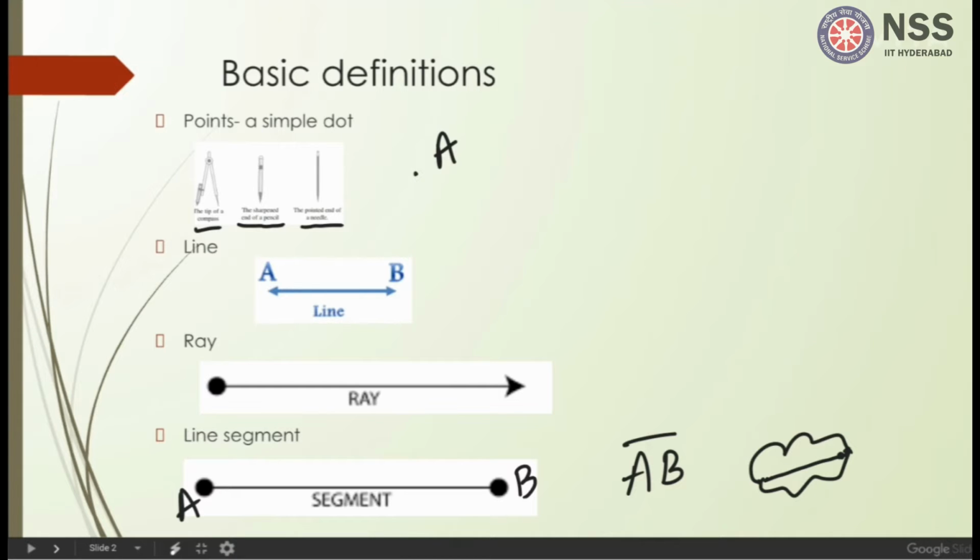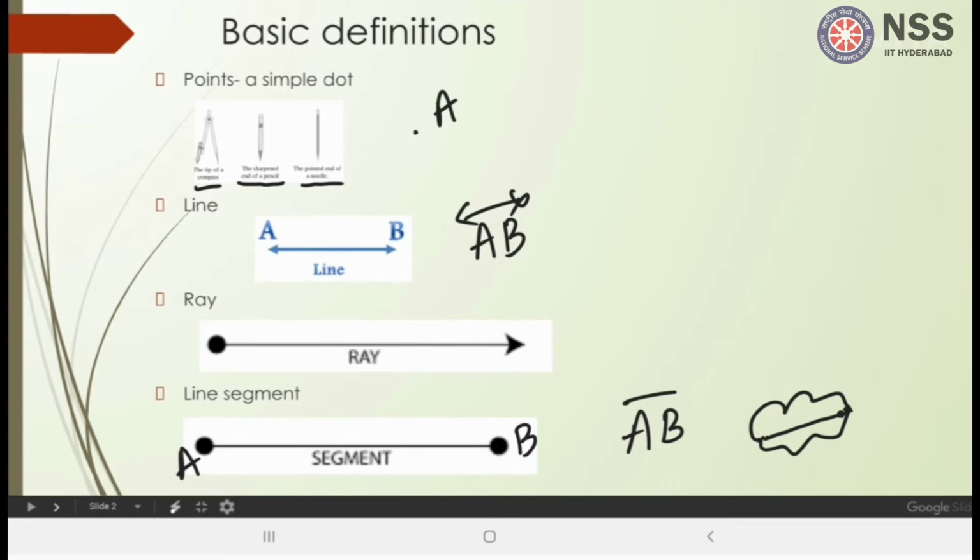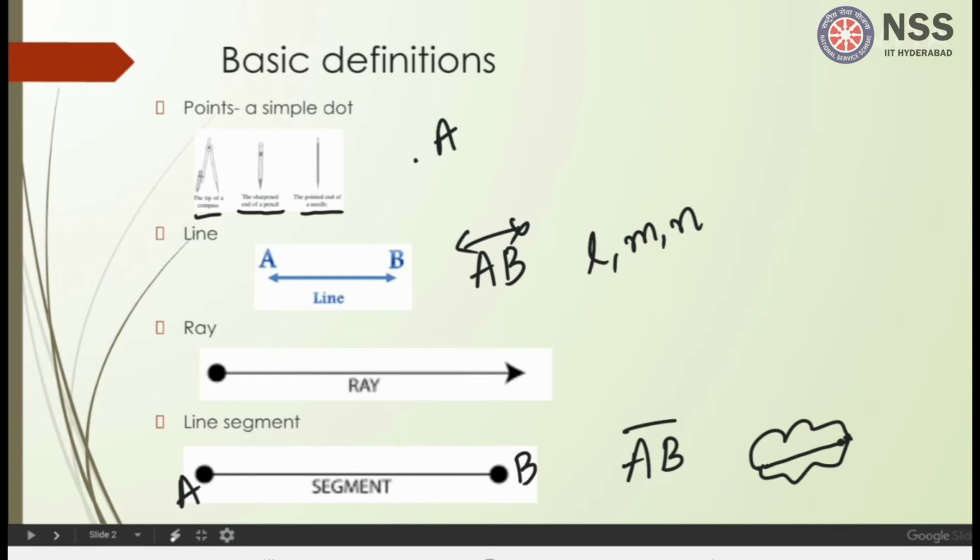Imagine that the line segment AB is extended beyond A in one direction and beyond B in the other direction without any end. This gives you a model for a line. A line AB is written as line AB. It is also sometimes denoted with small letters like L, M, N. Ray. A ray is a portion of a line. It starts at one point and goes endlessly in a direction. It is denoted as AP with a ray above. The beam of light from a lighthouse, a ray of light from a torch, sun rays are models for rays.